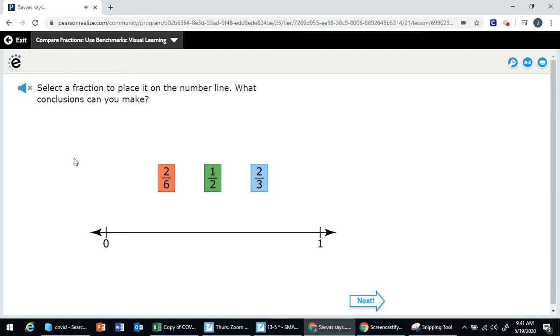Select a fraction to place it on the number line. What conclusions can you make?